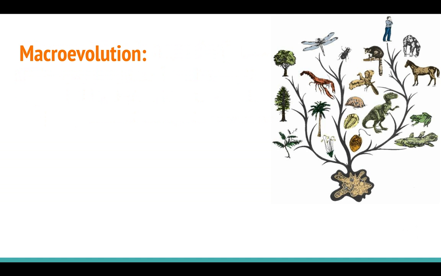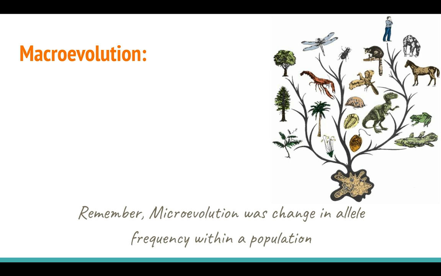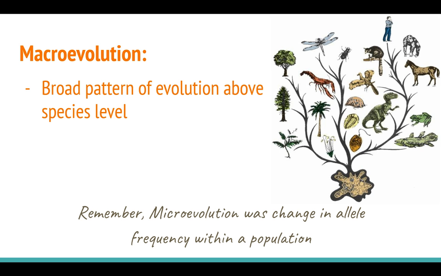When we talk about this process of forming new species, we're talking about macroevolution. Last week we talked about microevolution. Now we're talking about macroevolution, which is kind of the big scale changes. So it's broad patterns of evolution. It's how one species can form into multiple different species. So it's looking at the creation of separate species and how they're related.